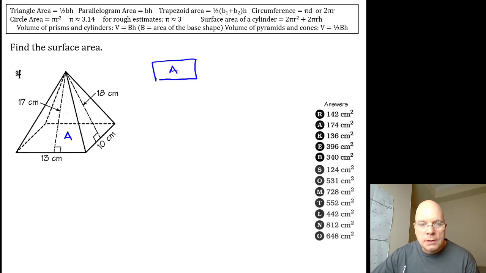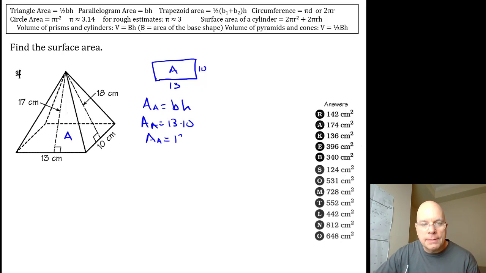face A. I will exaggerate these dimensions, the difference in these dimensions, but in any case, the area of any rectangle or any parallelogram is base times height. So 13 multiplied by 10, the area of face A is 130.